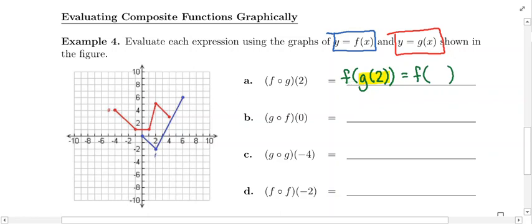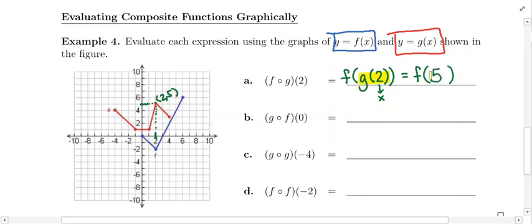I've highlighted in yellow g of 2. Remember 2 is going to be your x value. On my graph, see where my cursor is. Here's where x equals 2, and I've got to look at the g function, which is the red one. If x is 2, what's the output on the g function, the red function? Well, the output is going to be 5, because of this point. So g of 2 is 5.